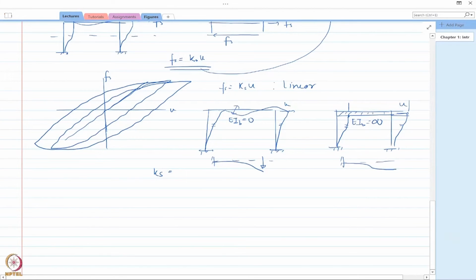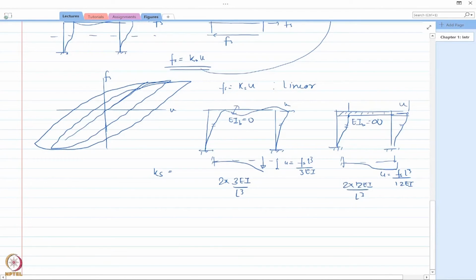Okay, so if you remember from your structural analysis, what is the displacement, or u, here? u is nothing but Fs L cube by 3EI, as we have discussed above, and here this u is Fs L cube by 12 EI. Now there are two columns in each of these, so Ks for this system would be 2 times 3EI by L cube, and for the other it would be 2 times 12 EI by L cube.